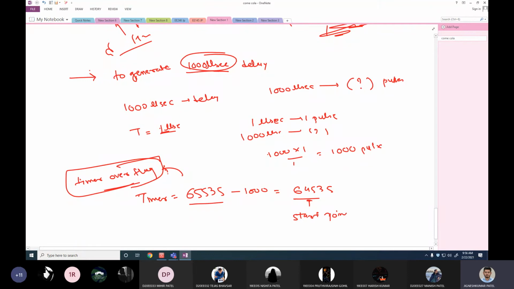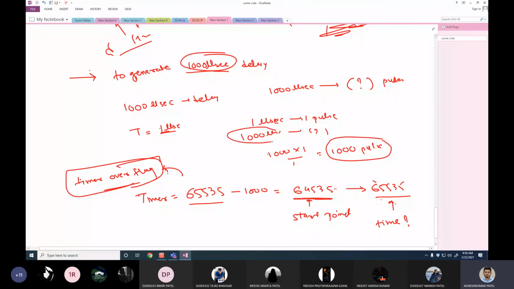If I start from here, what does that mean? I'll start with this number in my timer. After each pulse received, it will reach 65535 at some point of time, and when it reaches here, what would be the time? What would be the time to reach here? We require 1000 pulses.